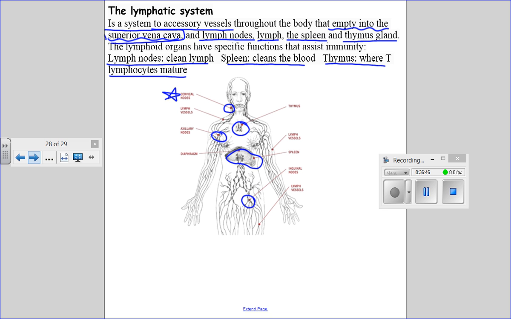The superior vena cava is really the connection. This fluid goes into your superior vena cava. Your blood doesn't go into your lymph. Only your lymph goes into your blood. The thing that connects the two of them is white blood cells. White blood cells move back and forth between your lymph and between your blood.